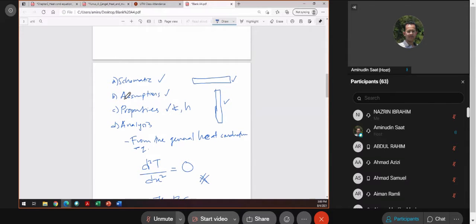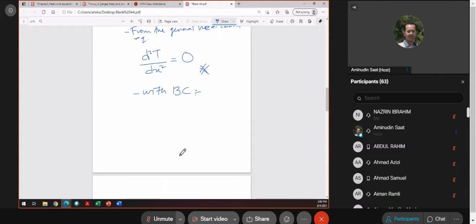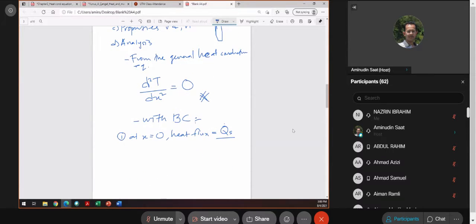So if you look at the problem, the boundary condition at x equals 0, the heat flux equals... so you need to find the heat flux, q dot s divided by the electrics, not s, e, I think, area.